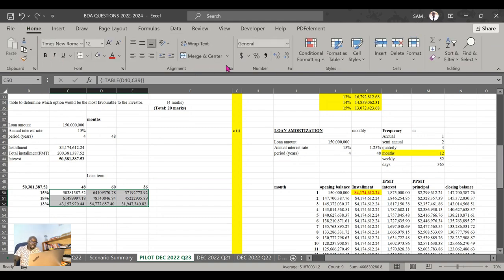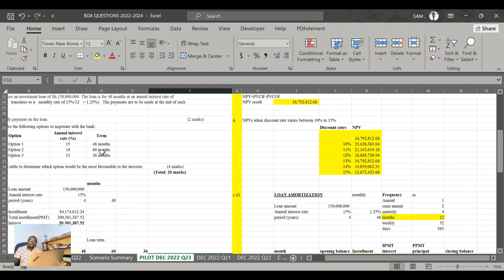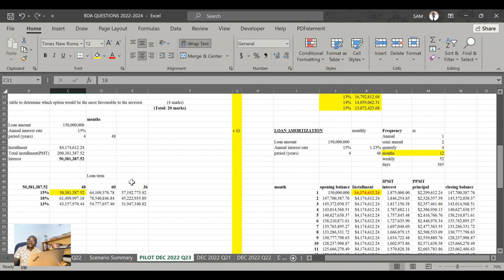So I will just go and do this editing, put a comma style, and there you go. So as an investor, which option is easier for you? Option 1, you repay back in 48 months, you pay with an interest of 15% per annum. How much are you going to pay? 50 million. That is the option 1. Now, if I go for option 2, I will repay back in 60 months, but the annual rate will be 18. So, what is the total interest I will pay at the end of the period? 60 months at 18%, I'm going to pay back 78 million as total interest.